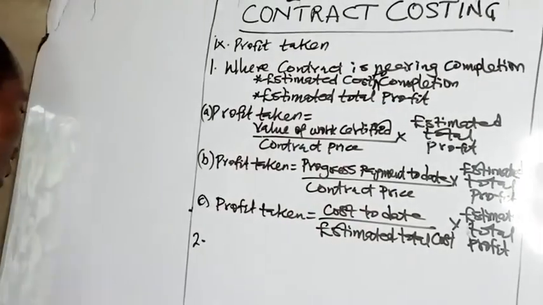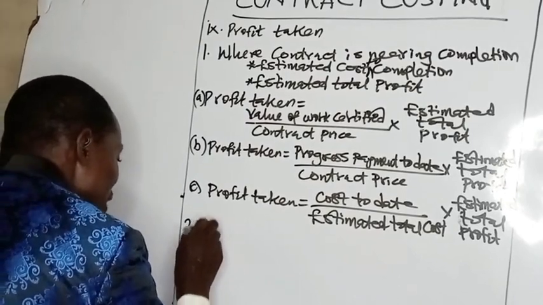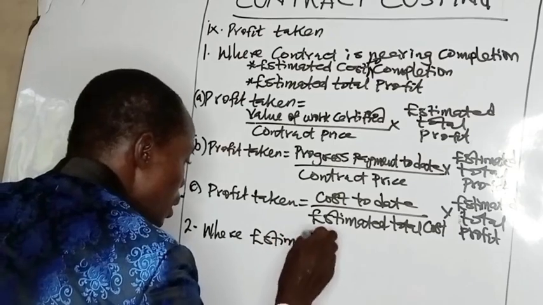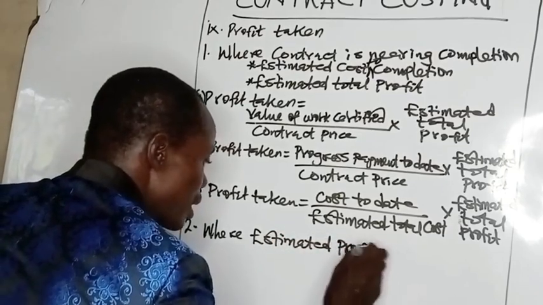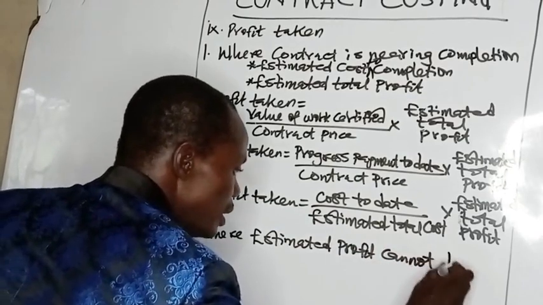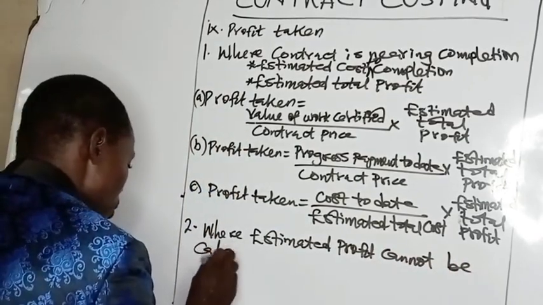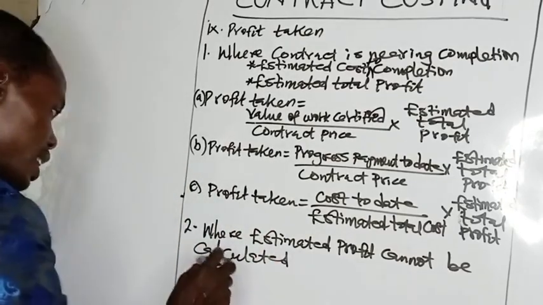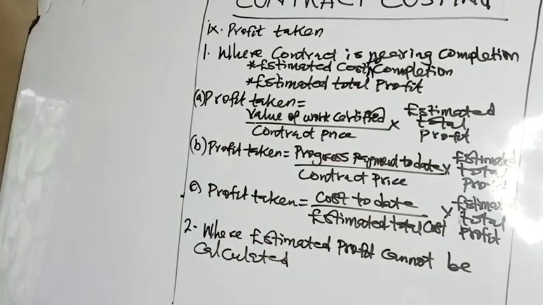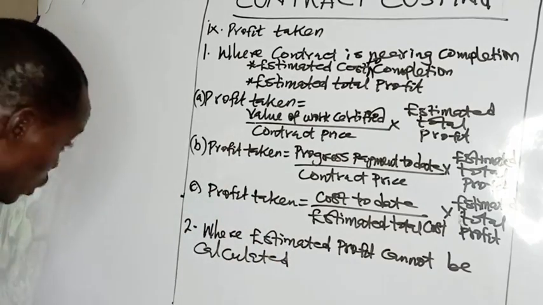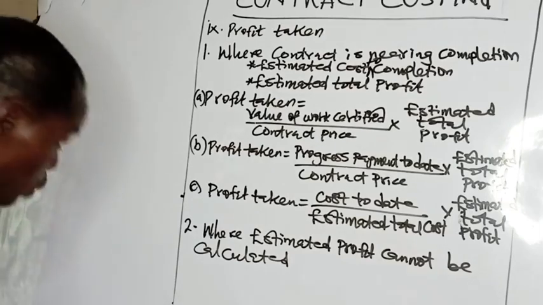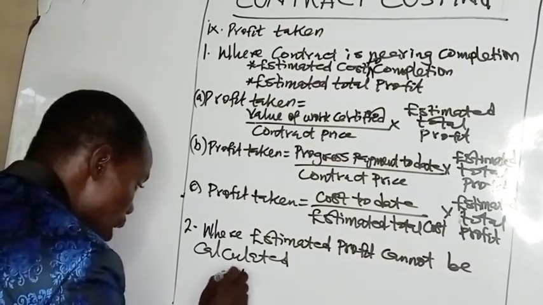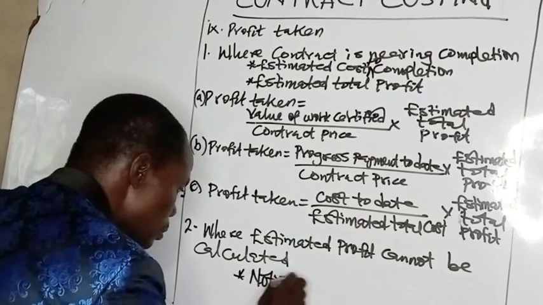So in that case, estimated profit cannot be calculated. I've told you, in that case, you don't know your cost to completion. You can only know cost to date. Cost to date is known, but cost to completion is not known. So the only thing you can do is to calculate the notional profit. That means what you can calculate here is notional profit.